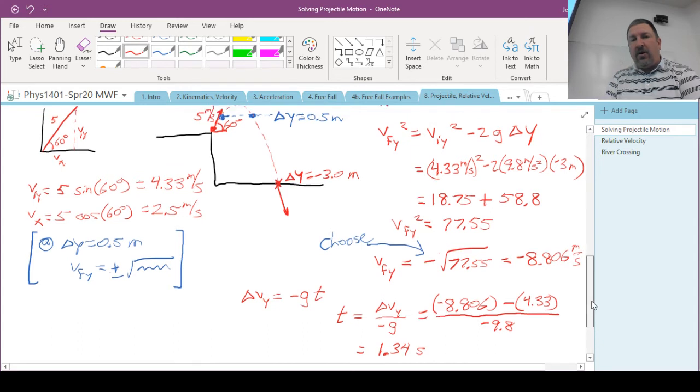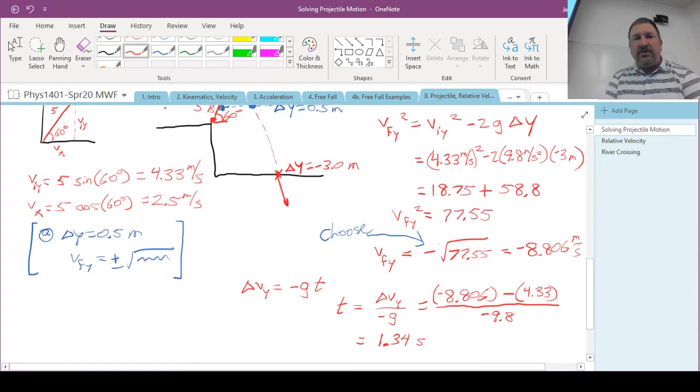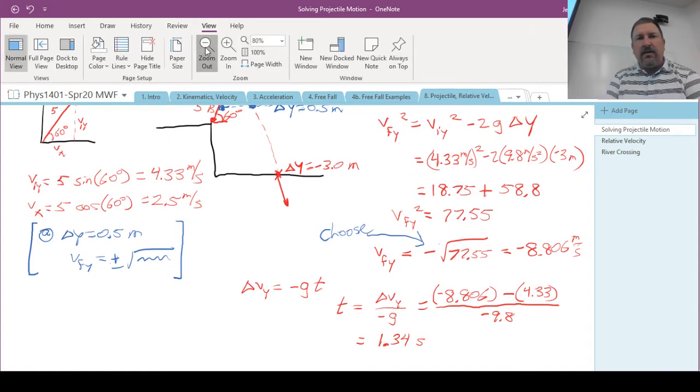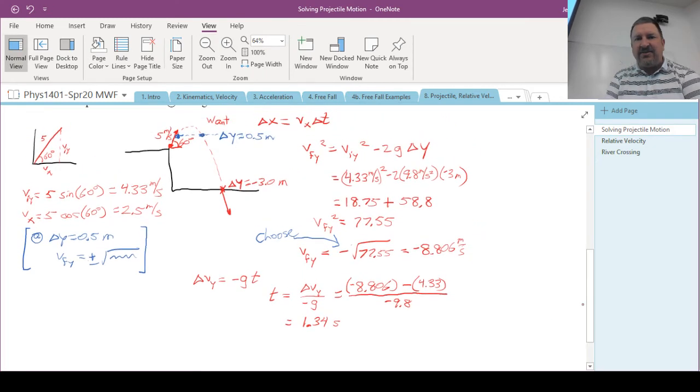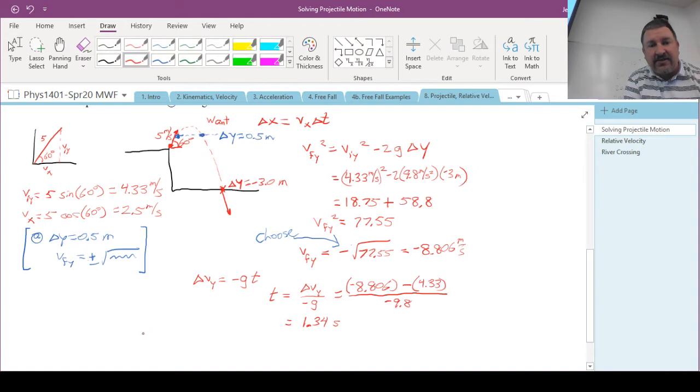Now remember, the goal here was to figure out the range, the delta x, and I had my Vx pretty much from the beginning. Now I have my time, so now I can calculate my delta x. So delta x is equal to Vxt, which is 2.5 times 1.34, which is 3.35 meters.